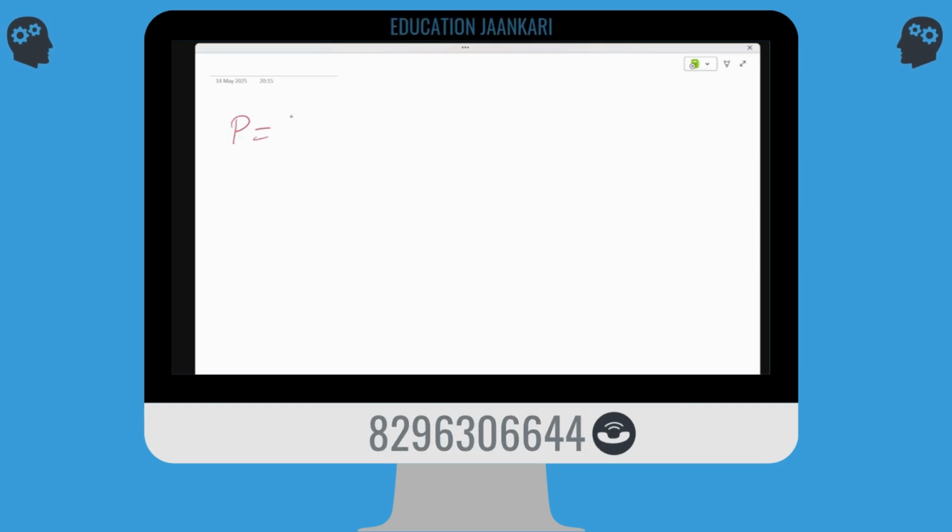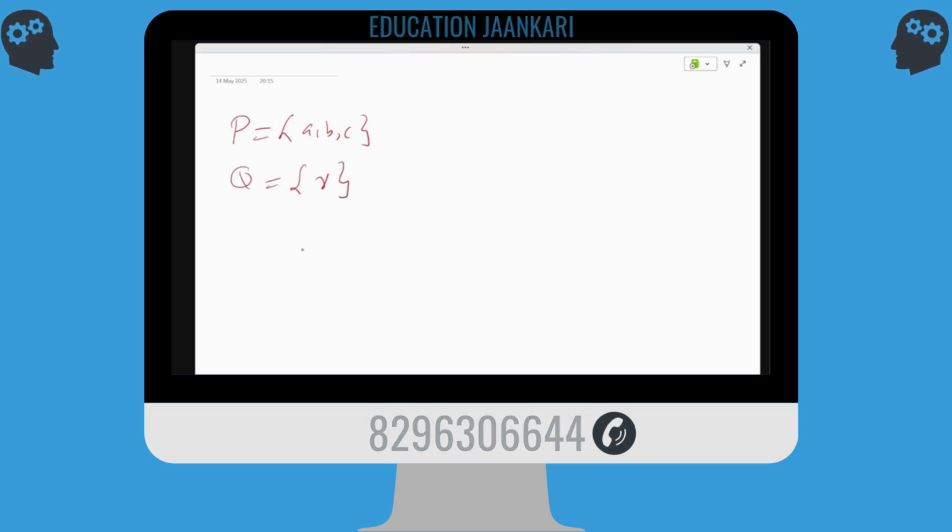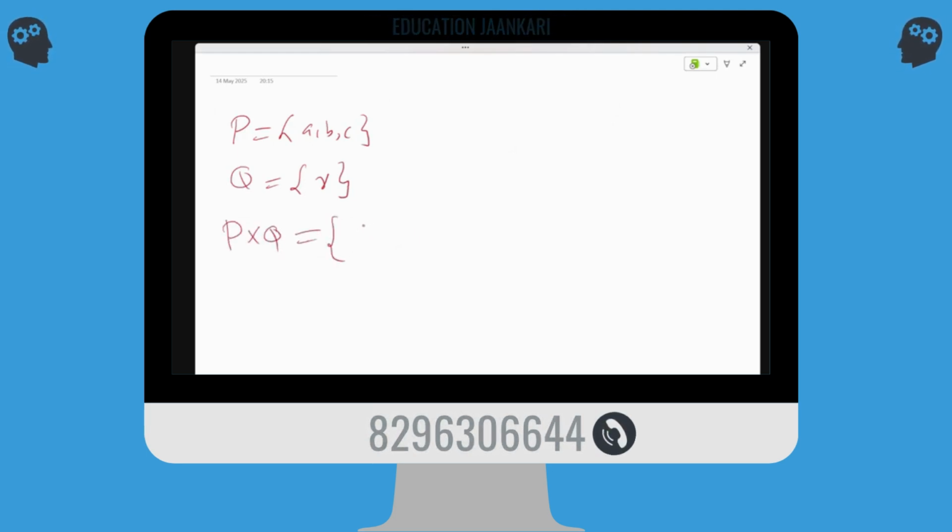Now my next question: P is a set given as A, B, C, and Q is a set given as R, one single element. Can you tell me what is P cross Q? P cross Q will first be (A, R), but then Q only has one element, so then (B, R) and (C, R). Very good.